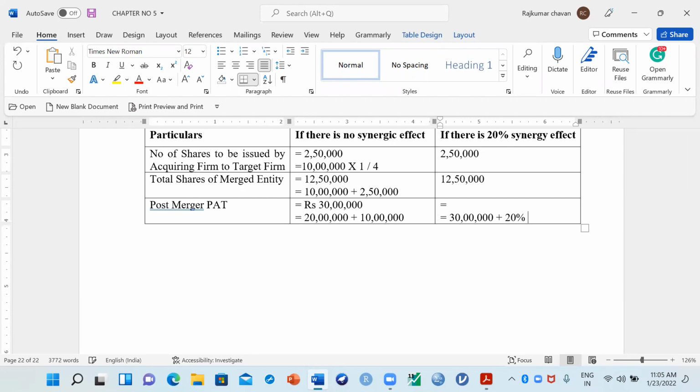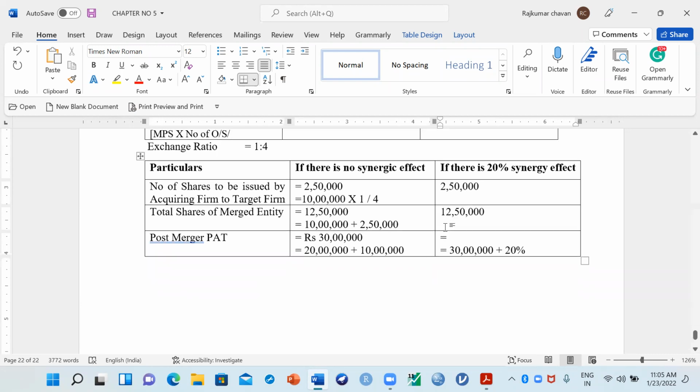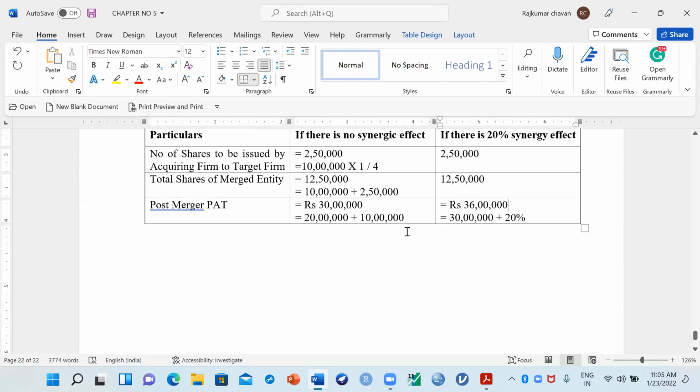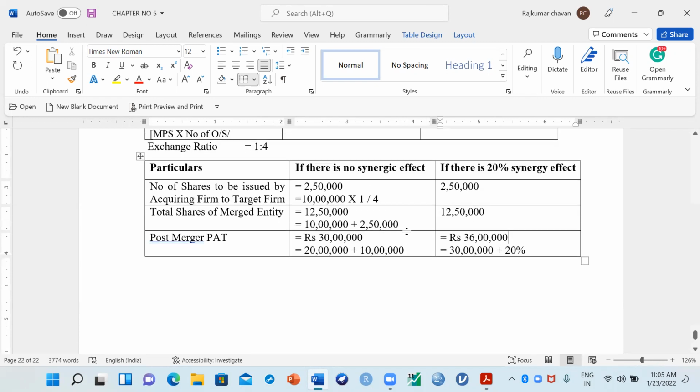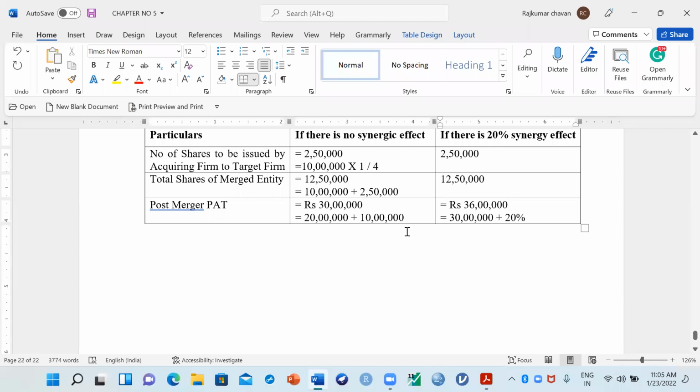There is a 20% increase in the earnings. So what is the value? 30 lakhs plus 20%. The total earnings of the company will be how much now? It will be 36 lakh rupees. Okay. So now we got to know that because of the synergistic effect, there is a gain of 20% and the value is automatically reflecting here as 36 lakh rupees.